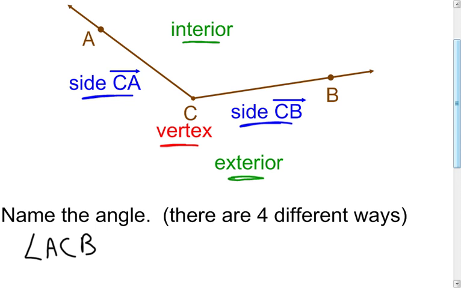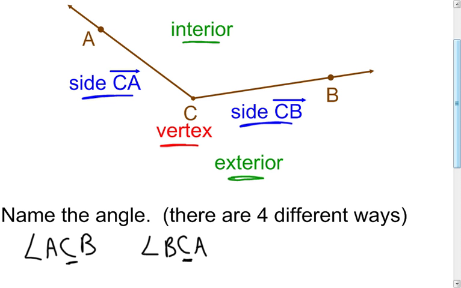Notice C is in the middle. That's the vertex, and it always has to be there. We could also call it angle BCA. Not a whole lot different, just changing the order, but make sure that the vertex is always the middle letter.